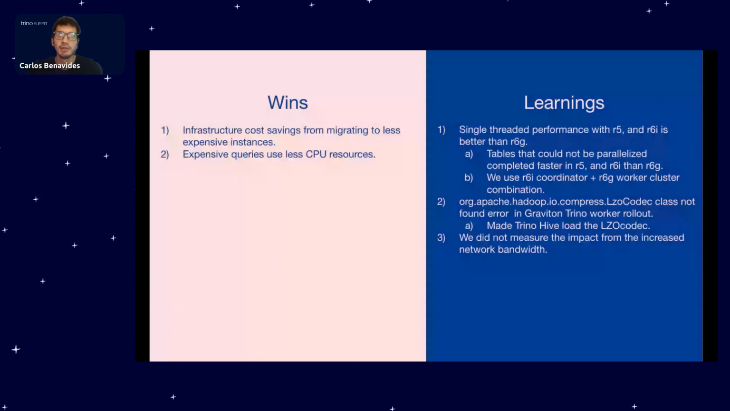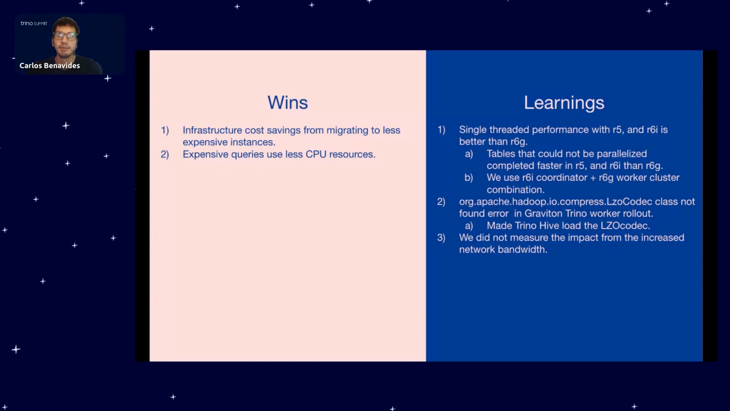During the benchmarking stage, we noticed that tables that were not able to be parallelized, such as tables that may have had one or a few files in them, showed a regression using R6G instances. We also noticed that for some tables or queries, despite the R6G being more efficient, they might have resulted in an increase in wall time compared to using R5 or R6i, which is another instance type we were benchmarking.